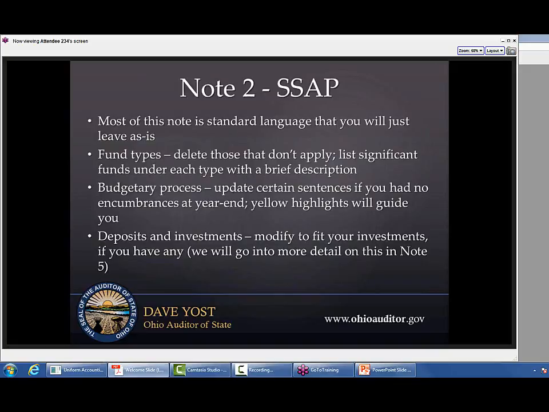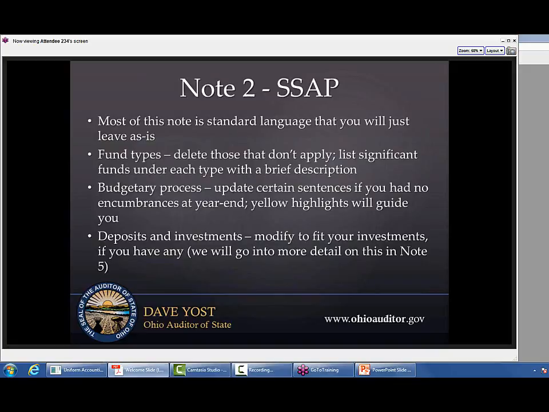Okay? Same thing with villages. Our example, I believe, has a street fund, fire and police. Well, if you don't have fire and police, obviously you're not going to include it. Okay? So you're just going to adjust those notes as needed. The budgetary process, again, this is something else you can update depending upon what your legal level of control is. Do you have carryover encumbrances at year end? Do you not have carryover encumbrances at year end? Again, just read the note, see what applies to you, and adjust it accordingly.